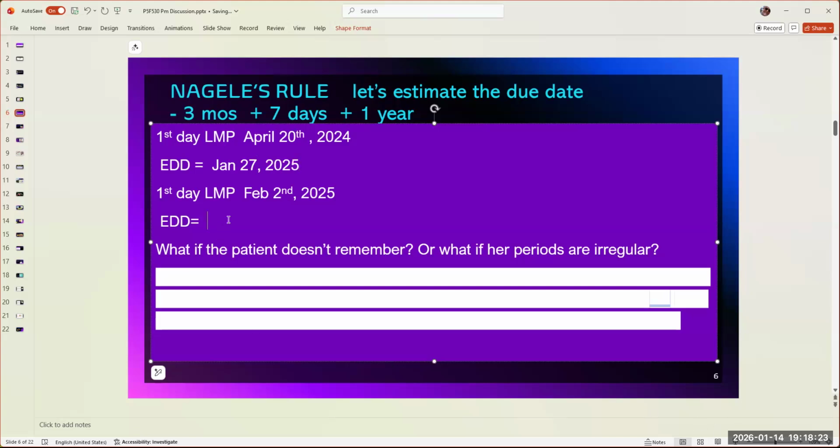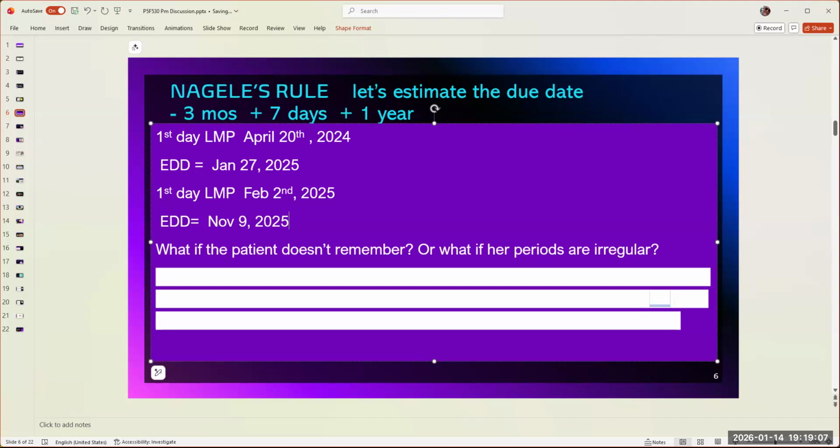What about February 2nd? January. Go back, November. 3 months. November 9th, 2026? Is it 2026? We're adding to February 2nd, 2025. 2025, because you're back in November of 2024. That's right.